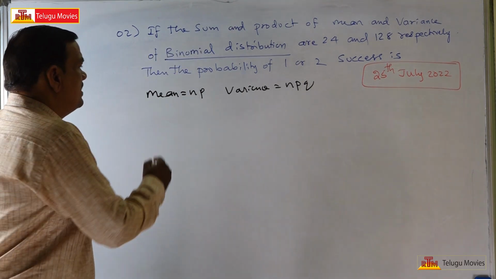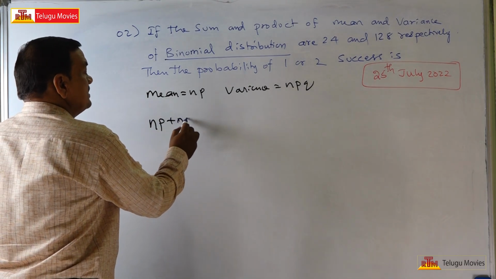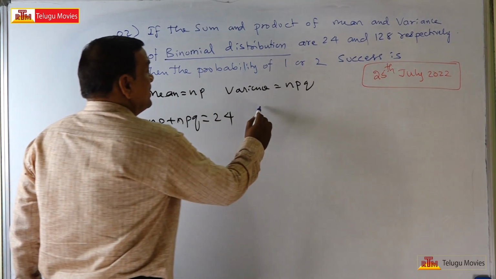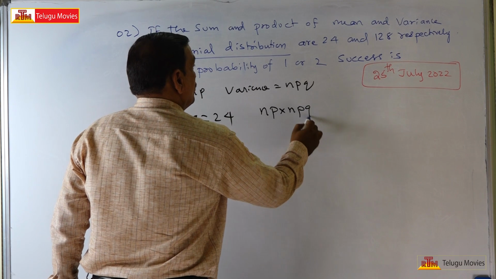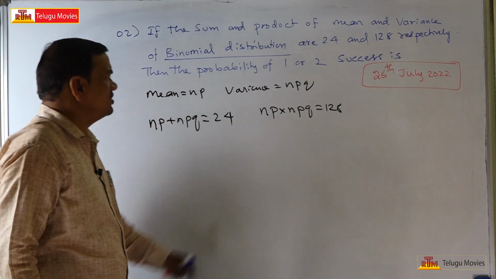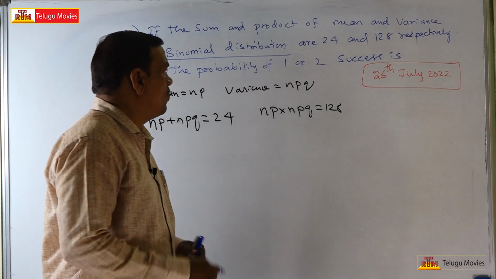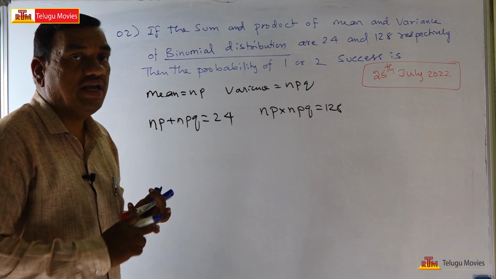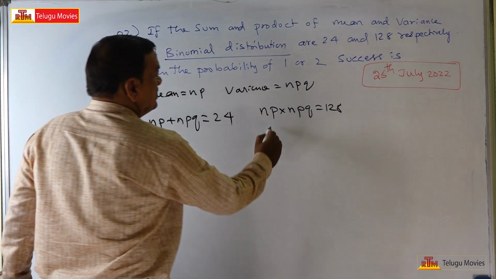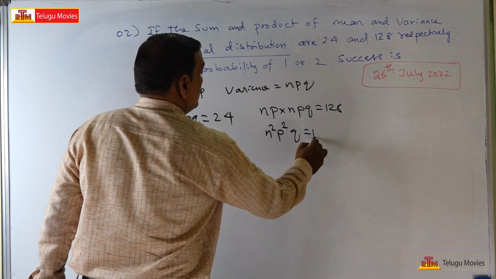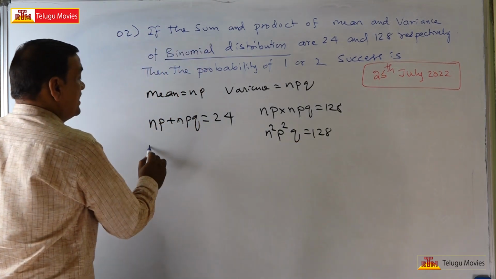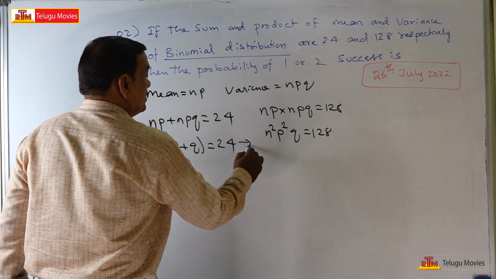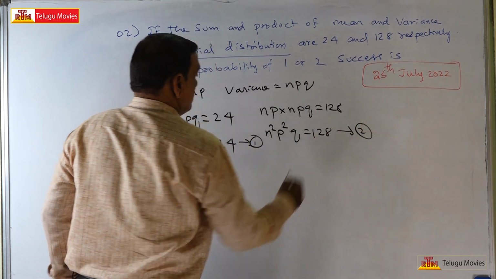Sum and product. Sum is given how much? np plus npq is equal to 24. Product is given, np times npq is equal to 128. Now he has asked to find out the probability of 1 or 2 successes. That means you want to find out the value of n, p, q. So this is nothing but n square p square q is equal to 128. Here you can take np common outside, 1 plus q is equal to 24. You call it equation number 1, and you call it equation number 2.